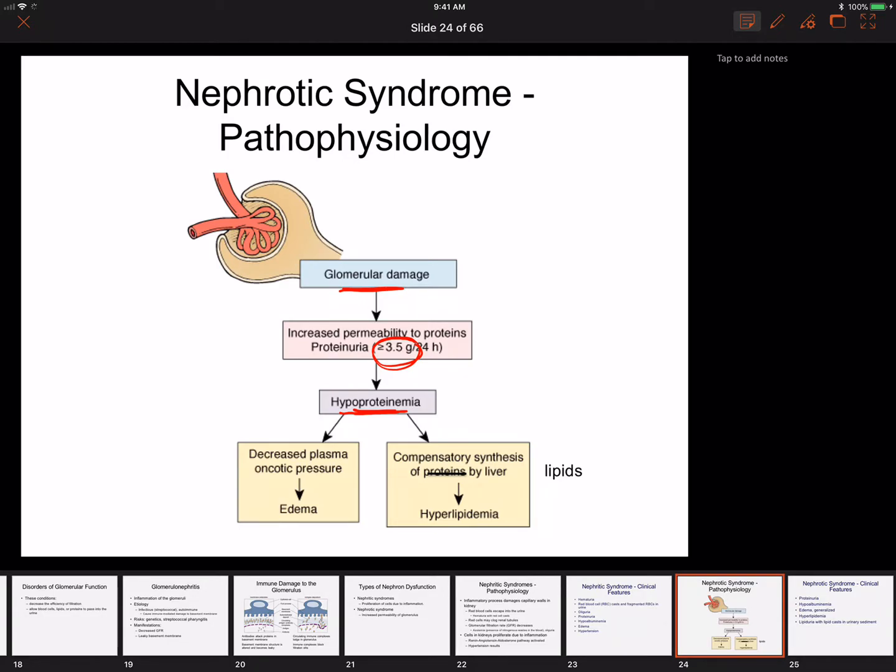So that means the oncotic pressure, the protein pressure, will decline because we have less proteins. This will result in edema, and that means the liver will try to manufacture another source of macronutrients, so it will produce lipids, and that will result in hyperlipidemia.